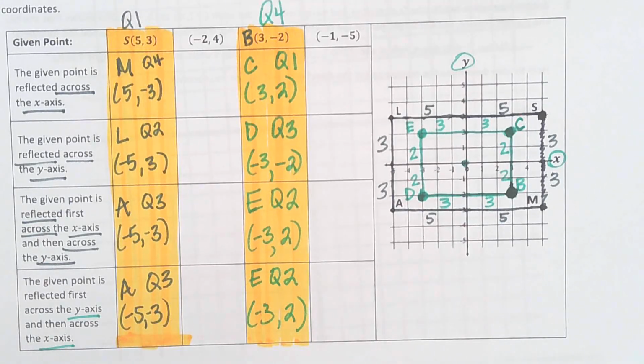What kind of points are in quadrant 1? Positive X, positive Y. What kind of points are in quadrant 2? A negative X and a positive Y. What kind of points are in quadrant 3? Negative X and negative Y. What kind of points are in quadrant 4? A positive X and a negative Y.